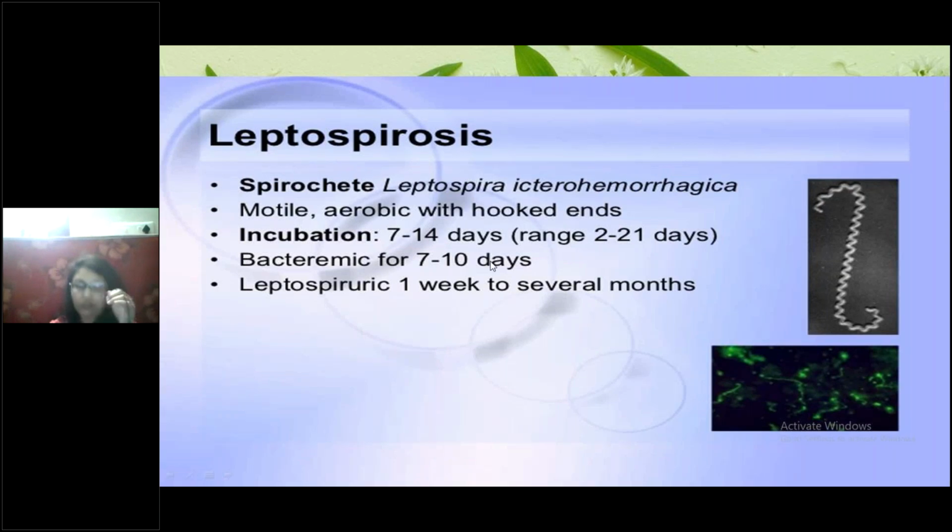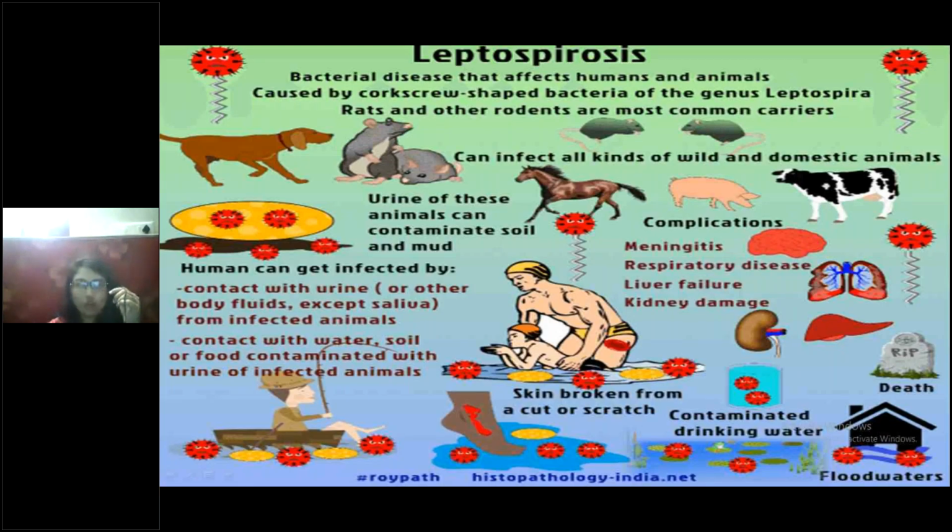The patient might be bacteremic for 7 to 10 days, and leptospires will be eliminated in the urine for about 1 week to several months. So Leptospira, you might remember, are bacteria of the genus Leptospira. Rats and other rodents are the most common carriers. They can infect all kinds of wild and domestic animals, and urine of these animals will contaminate the soil and mud, and humans can get infected through contact with urine or other body fluids, water, soil, or food. Then it can be a serious disease like meningitis, respiratory disease, liver failure, kidney damage. All these things can occur due to leptospirosis.